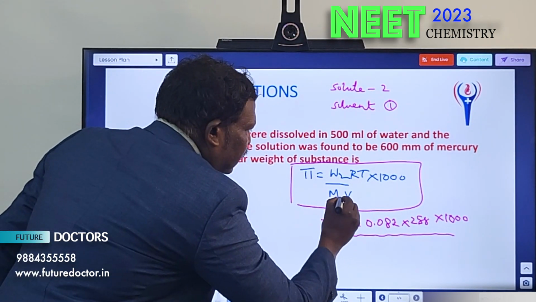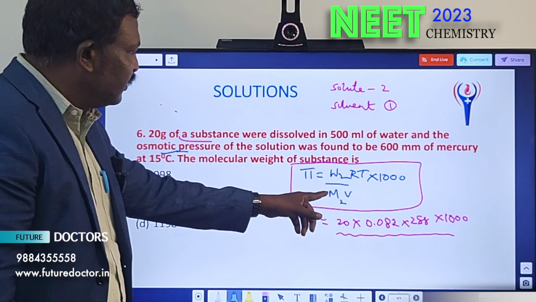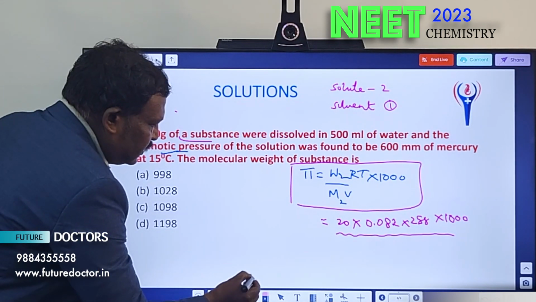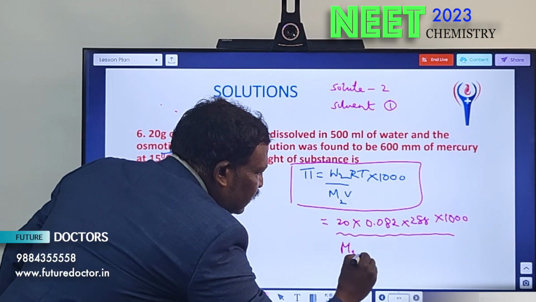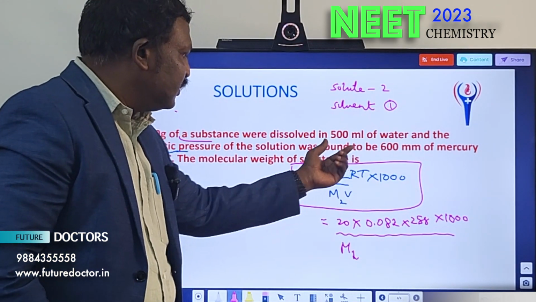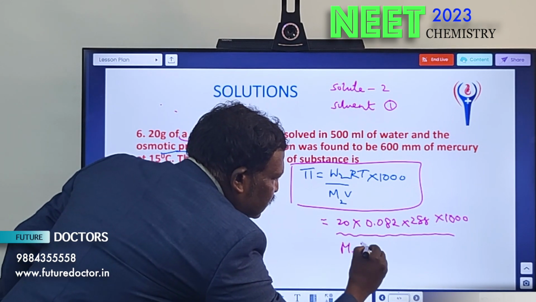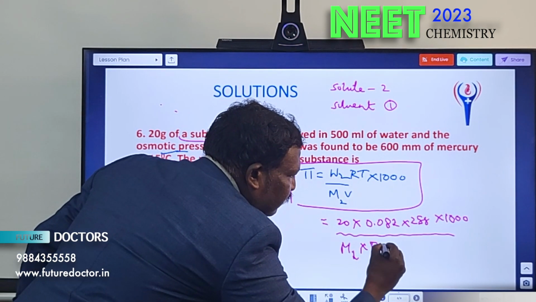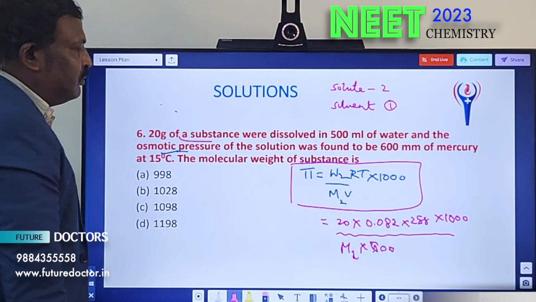W2 by M2. They're asking to find only M2, so M2 we keep as it is. Understood? V is nothing but volume, the volume of the solution in liters. So instead of V, you just put 500. Understood? Now come to the left hand side.